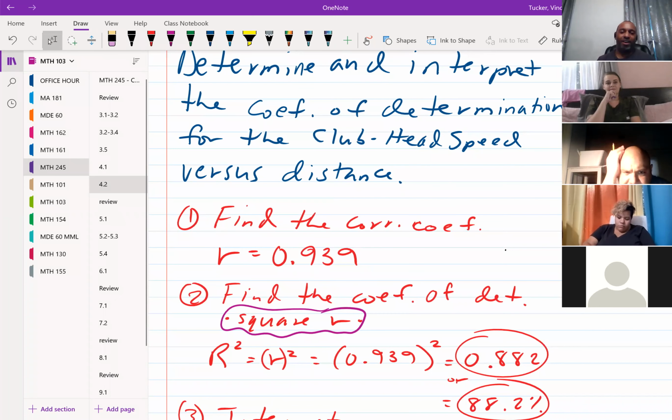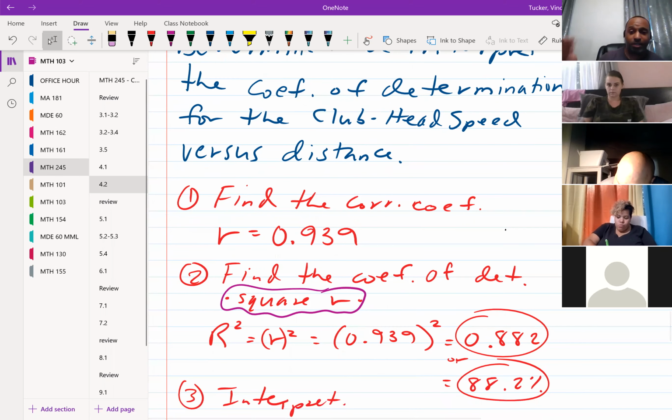So that's how we got that R, 0.939. Then we find the coefficient of determination by just squaring that. No extra app on that. You can just do 0.939 squared. That gives us 0.882. If they ask you what it is in percentage, you just move your decimal 2 places to the right, which gives you 88.2%.